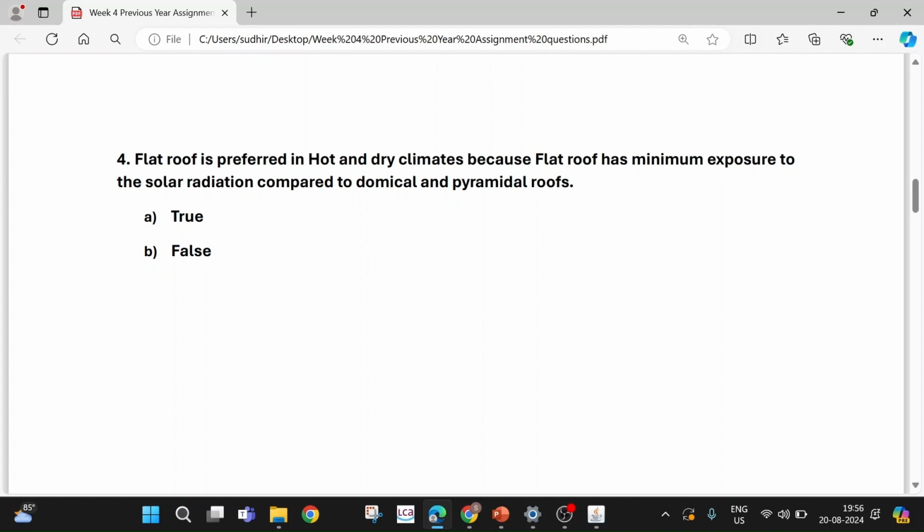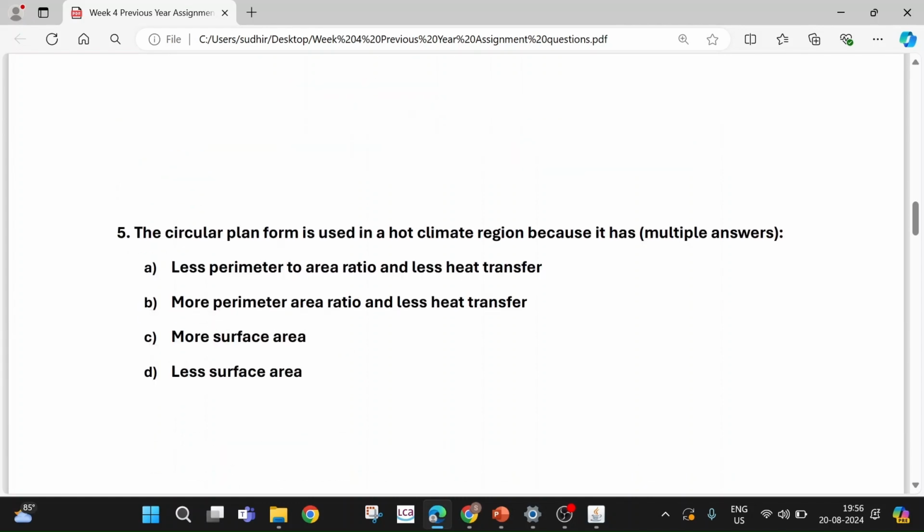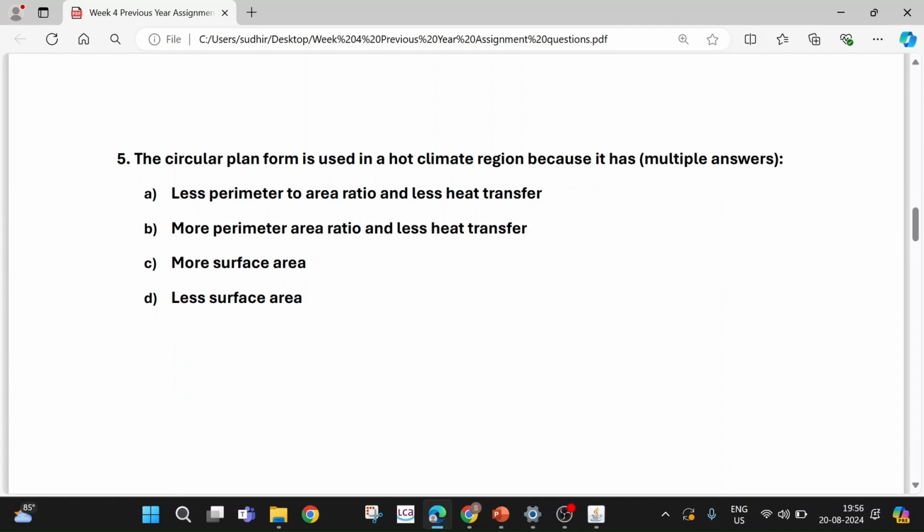False. So what will be the right answer for this one then? Flat roof is preferred in the hot and dry climate, or which type of roof is preferred in the hot and dry climate? Domical. Okay. So this is false. So let's move to the fifth question. Here is the fifth question.